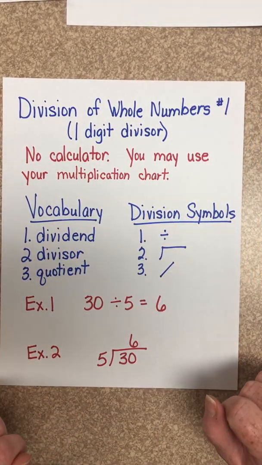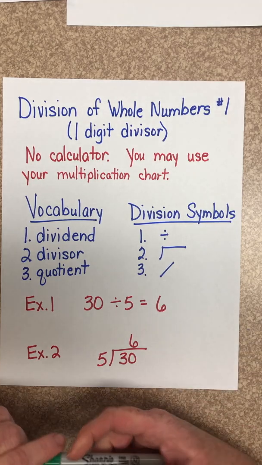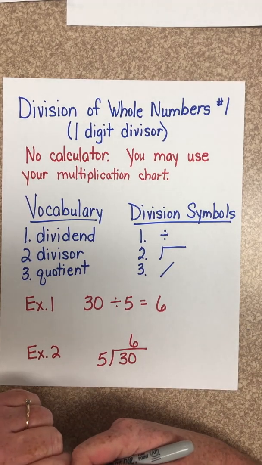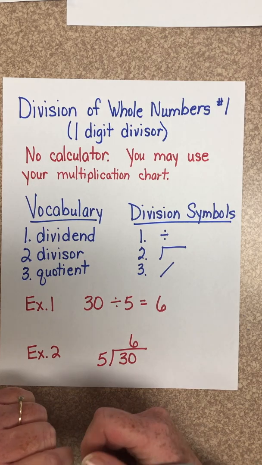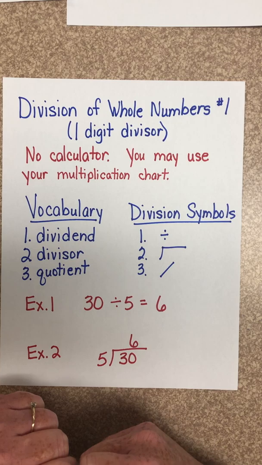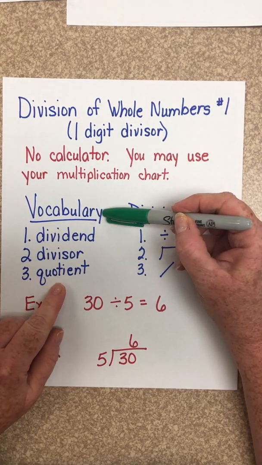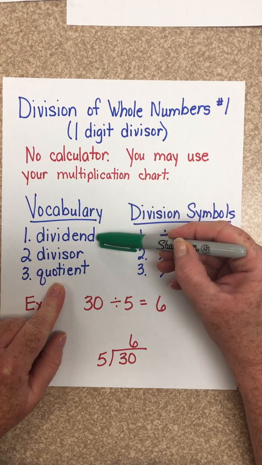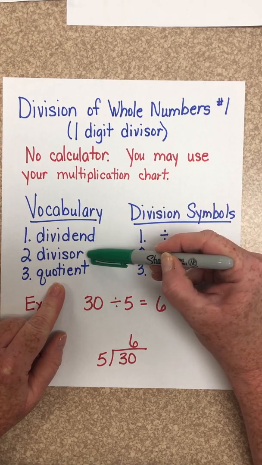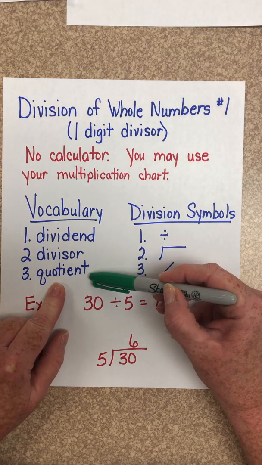Division of whole numbers, number 1. We're going to focus on one-digit divisors. Please do not use a calculator, but you may use your multiplication chart. Let's begin by looking at our vocabulary. We have 3 vocabulary words that we need to know: dividend, divisor, and quotient. And I'll show you those in just a moment.